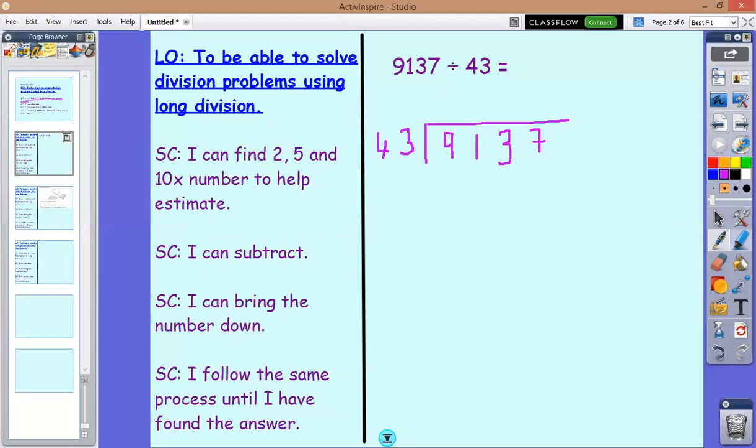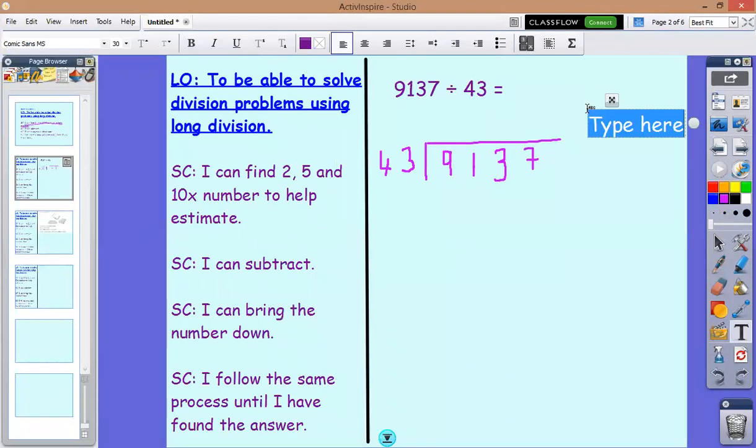So my very first part of the success criteria is I can find 2, 5, and 10 times the number. Okay, so the reason why I do this, let's do this together. So I'm going to do 2 times 43 equals 86. I know that really easily. That's a really quick way of doing it. I've just doubled it, and I'll explain in a minute why I do it.